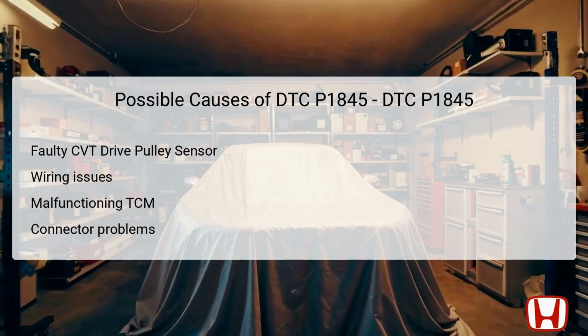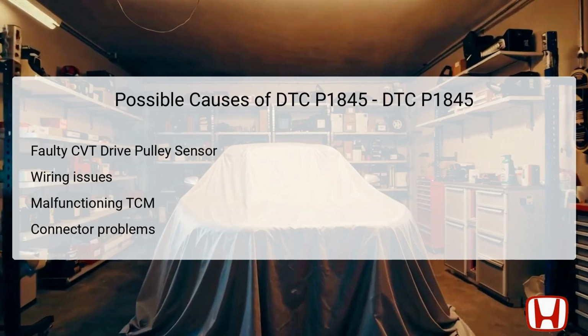Several potential causes can lead to DTC P1845 being triggered. A faulty CVT drive pulley speed sensor is often the primary suspect, as reduced or erratic signal transmission can lead to miscommunications with the TCM. Additionally, wiring issues, such as frayed or shorted wires, can interfere with the sensor's ability to send accurate data.